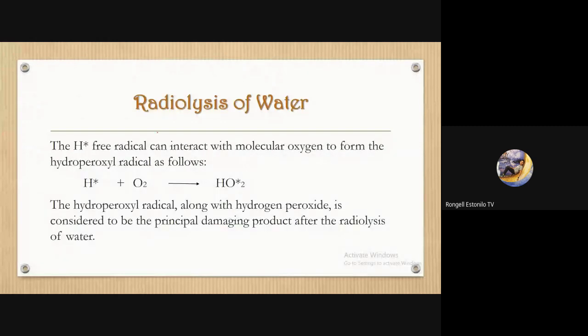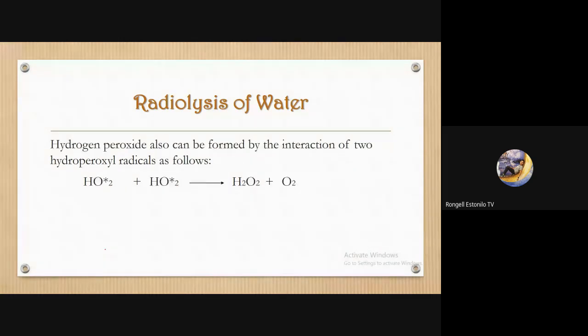So the H free radical can interact with molecular oxygen to form the hydroperoxyl radical, HO2 free radical. Okay, so the hydroperoxyl radical along with the hydrogen peroxide is considered to be the damaging product after radiolysis of water. Hydrogen peroxide can also be formed by interaction of two hydroperoxyl radicals.